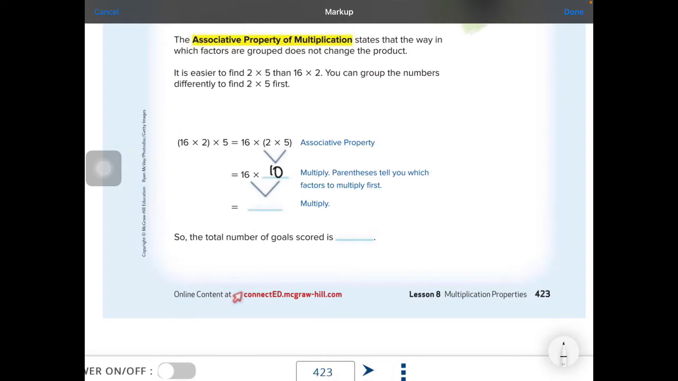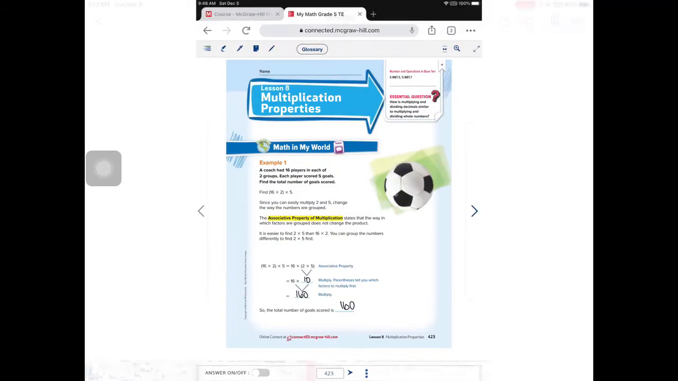All right, 2 times 5 is 10. And then we can mentally multiply 16 times 10 for 160. Because of the associative property, we were able to do this problem in our head. So the total number of goals scored is 160.